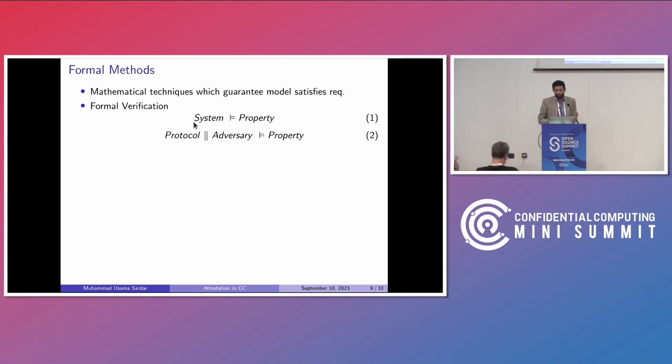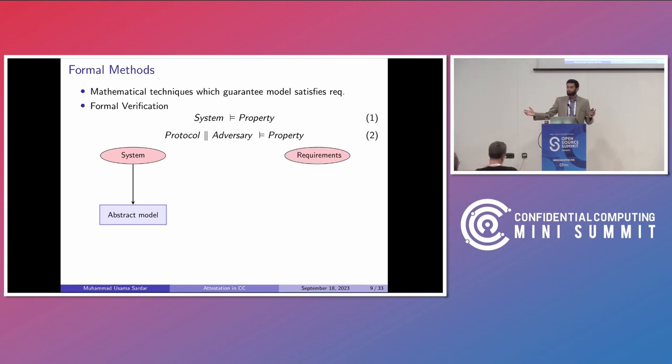Typically, it's of this form: we have a system which we want to analyze. In this case, we have a protocol, and we want to ensure whether it satisfies a specific property or not. The system in this case is an attestation protocol, in the presence of a specifically, formally defined adversary, and we want to ensure that a specific security property is satisfied or not. We want to answer this research question. The way to go about this, at a very high level, is that the system is formalized as an abstract model out of the system specifications.